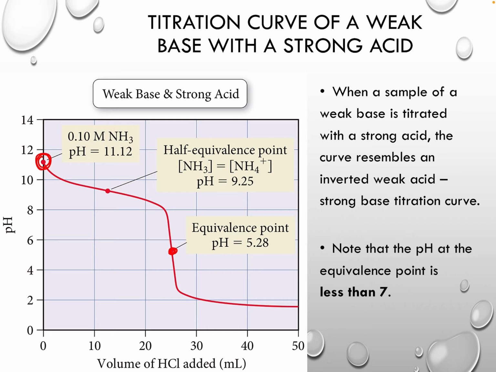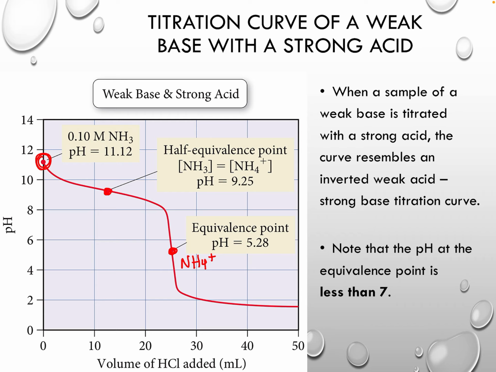And the reason the equivalence point is going to be below 7 is because all of our weak base will be converted into conjugate acid. And so when we have a bunch of conjugate acid, it's producing hydronium ions, which will make our pH acidic. Okay, so our pH for these curves is going to be less than 7.